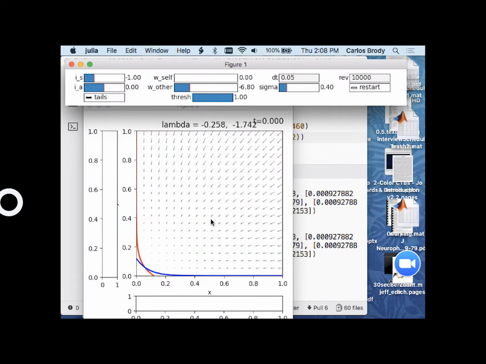So here I'm showing you, this is our variable x. Everything is bounded between 0 and 1. Over here, the label is gone. Over here is our variable y. So the y-axis stands for the activity of y. And the blue line and the red line are the nullclines that Stephen talked about. So let me change some of the parameters.